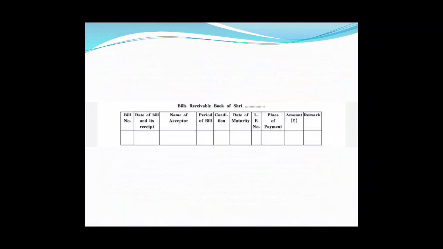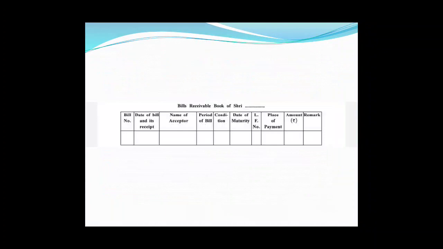Suppose the period of bill is 2 months, and the bill is drawn on, suppose, 1st September. So 2 months will get over on 1st November. So 1st November can be the maturity date. Moreover, 3 days of grace are added, so the maturity date will be 4 November. Whatever the bill period, 3 extra days are given. And then it is LF number, then place of payment, where the payment will be done, and amount and remark, if any.